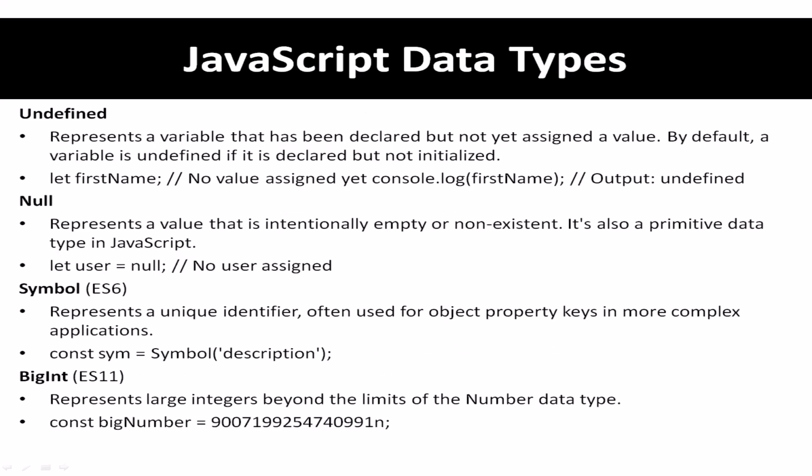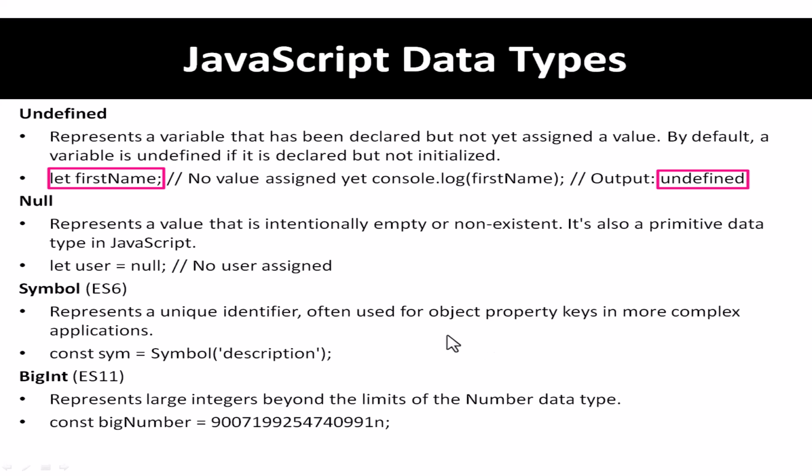Next, undefined. For example, if you consider let firstName, it cannot identify whether it is a string or not. Based on the variable we have assigned, it will retrieve the value, but when you try to retrieve the output here, it will display undefined.